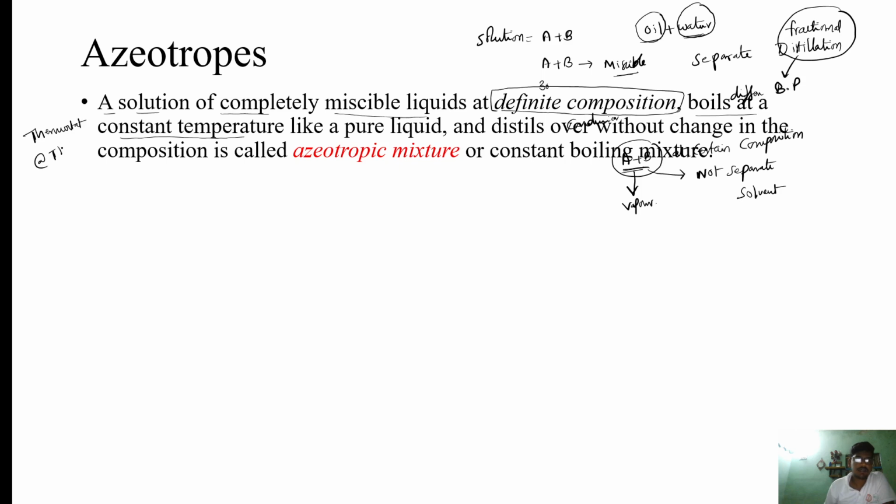that means you have to use a thermostat at one single temperature. They will act like a pure liquid, just as if only one component is present in the mixture. So it distills over without change in the composition. Even if you heat it, there will not be any change in its composition, and these mixtures we call azeotropic mixtures or constant boiling mixtures. So these are very difficult to separate.